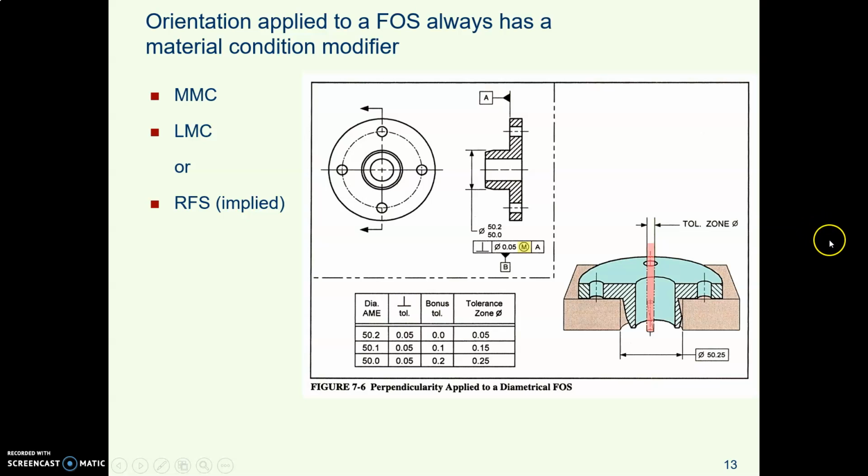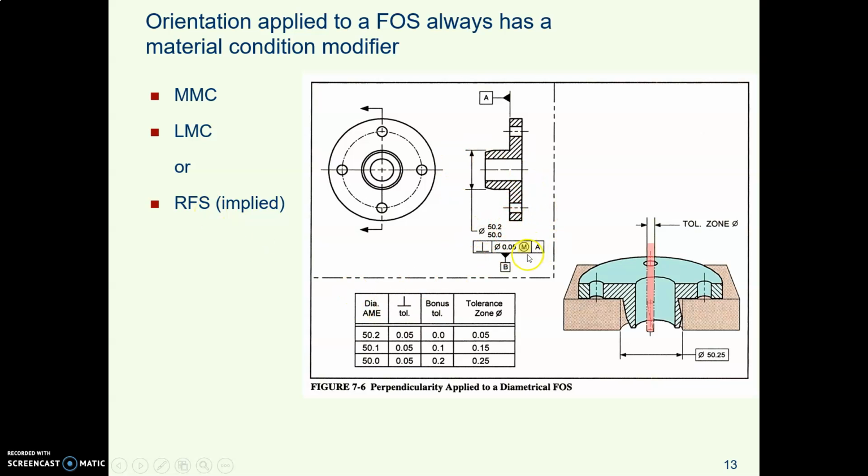When you put perpendicularity on a feature of size, there's always a material condition implied in there. Oftentimes we put an M in our feature control frame to say, this is the tolerance if you make the part at MMC. If you don't say anything, then it's implied that the material condition is regardless of feature size. Whatever size you make the part, here's the tolerance.